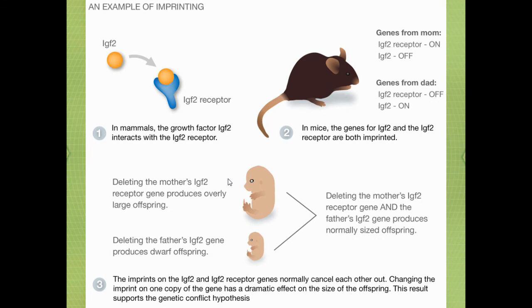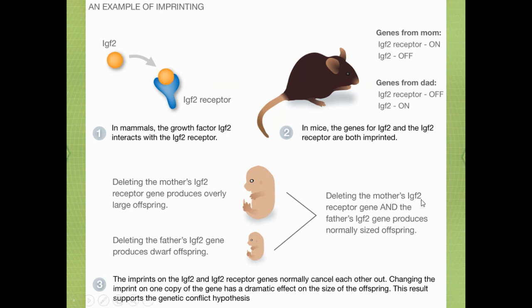So an example of imprinting, and this looks awfully confusing, and I'm just going to read through this, and you guys can read through it on your own as well. In mammals, the growth factor IGF2 interacts with the IGF2 receptor. Makes sense. You have an enzyme or something, and it comes in contact with its receptor, and they link up. Deleting the mother's IGF2 receptor gene produces overly large offspring. Deleting the father's IGF2 gene produces dwarf offspring.